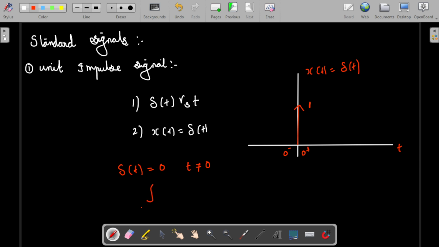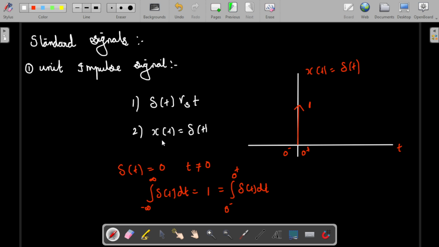If we integrate to find the area of the impulse signal, the integral from minus infinity to infinity of del of t dt, the value will be 1, because the constant before the del of t signal is 1. So that's why the area will be 1. Even if it is from 0 minus to 0 plus of del of t dt, only at that point will the signal be present. At all the rest of the points, the signal will be 0. That is the significance here.